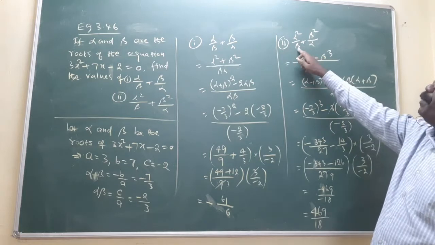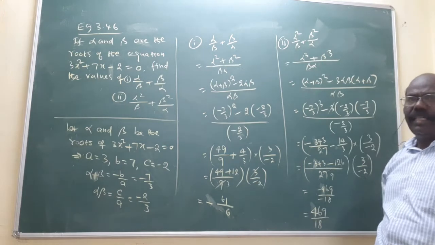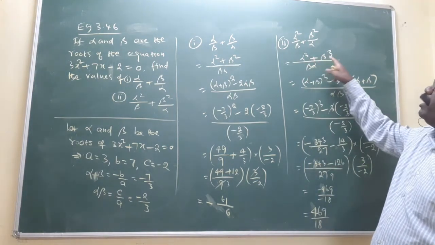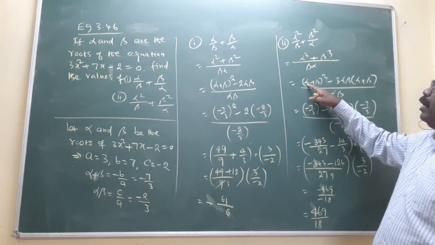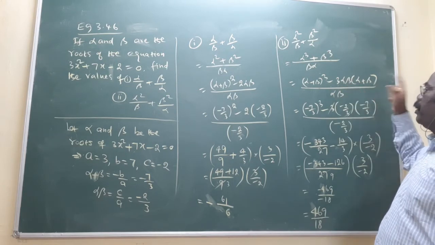Similarly, alpha square by beta plus beta square by alpha. Here also take LCM, beta into alpha is the LCM. Cross multiply: alpha into alpha square, alpha cube, again beta cube. Now again by using the algebraic formula, it is in the form alpha cube plus beta cube. Formula is what? Alpha plus beta whole cube minus 3 alpha beta into alpha plus beta.